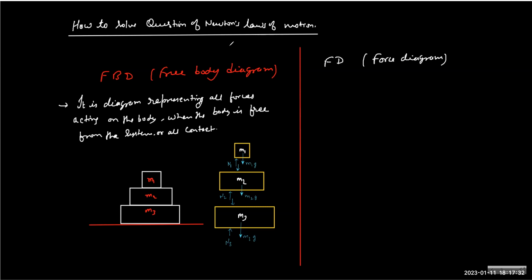What is a force diagram? In a force diagram, which is a convenient way of solving questions, we always represent the object by a point. It is only a matter of convenience. As you progress, you can use either FBD or FD interchangeably as per your convenience. So let's say this is M1, this is M2, this is M3, and generally we do it in the diagram itself.